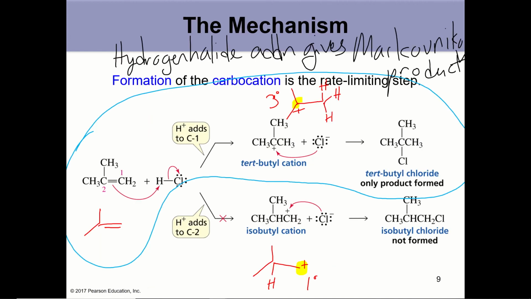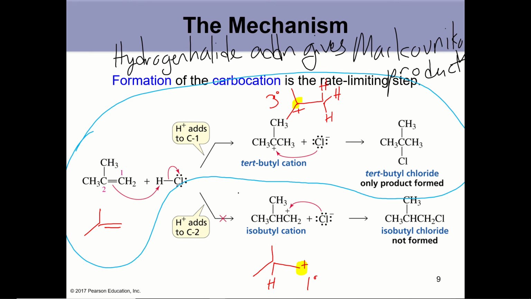So the mechanism for hydrogen halide addition gives what we call a Markovnikov product. The Markovnikov product has the higher priority group bonding to the more substituted carbon. That's what Markovnikov means, and you're going to hear Markovnikov used a lot. So if you look at chlorine and hydrogen, which one is higher priority? Which one has a higher atomic number? Chlorine. So chlorine bonds to the carbon that has more carbon bonds.